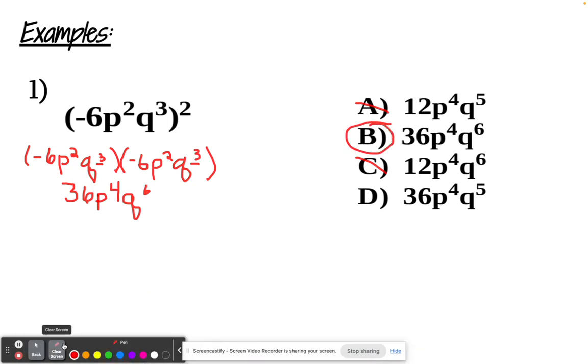But I could have done that a lot quicker. Negative 6 to the second power is negative 6 times negative 6, or 36. Raise a power to a power, 2 times 2 is 4. Raise a power to a power, 3 times 2 is 6. Would have saved me some time.